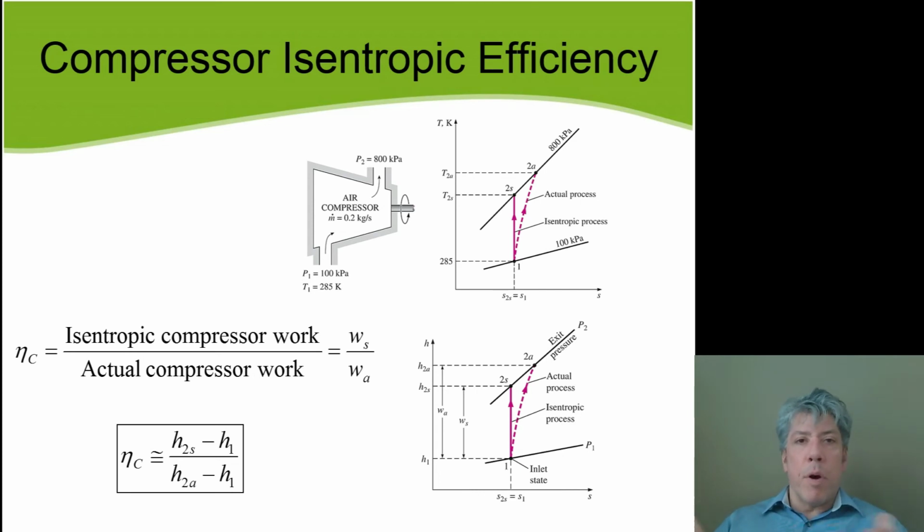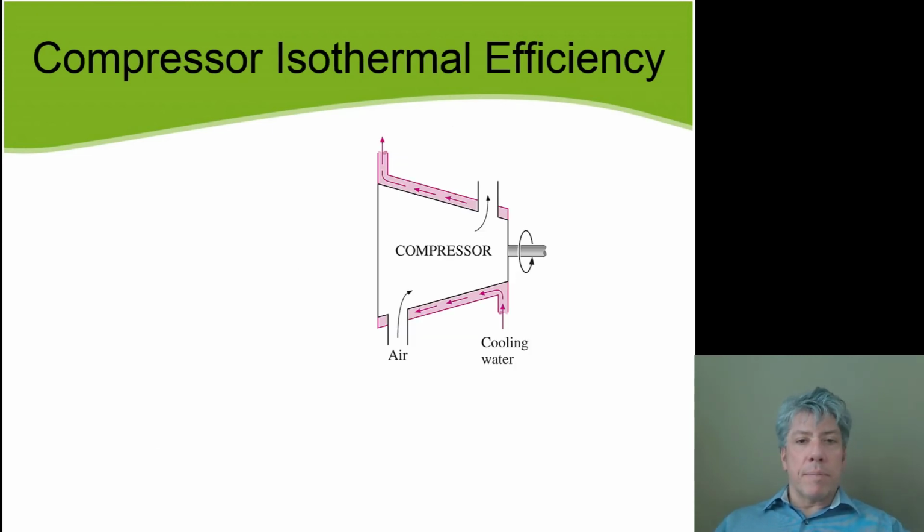You're being gypped both ways, because the amount of work you have to put into a compressor is more than what you should have to. It's kind of like buying and selling, right? You never sell something for as much as you think you'd like to get out of it. You never buy something at as low a price as you would like. Well, sometimes you might, but most of the time that's not the case. So they're like mirror images of each other.